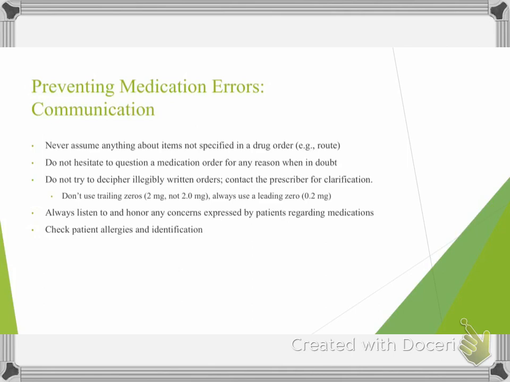And then always use a leading zero before the decimal. So 0.2 milligrams instead of, say, .2 milligrams, because if you had .2 milligrams, it could potentially look like 2.